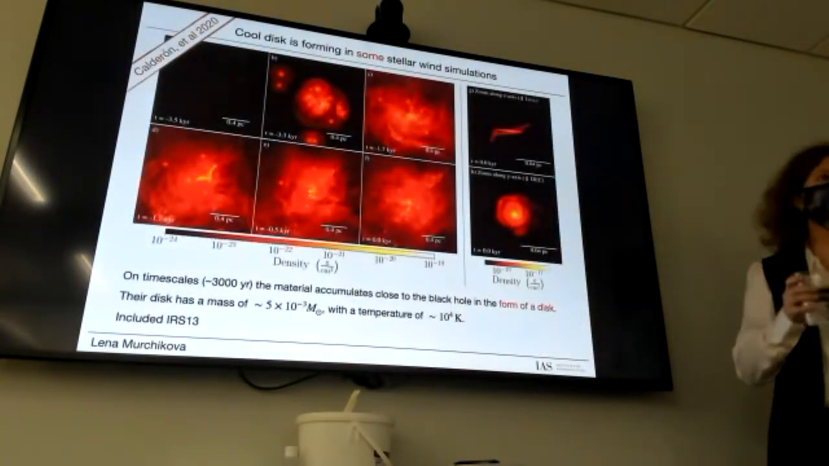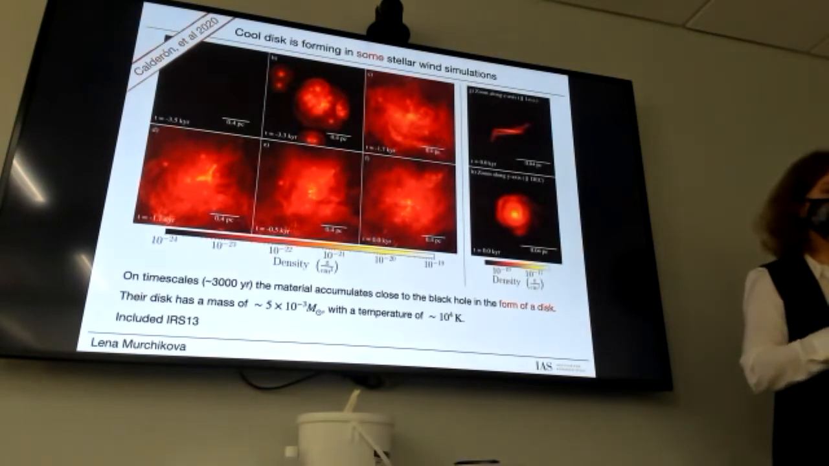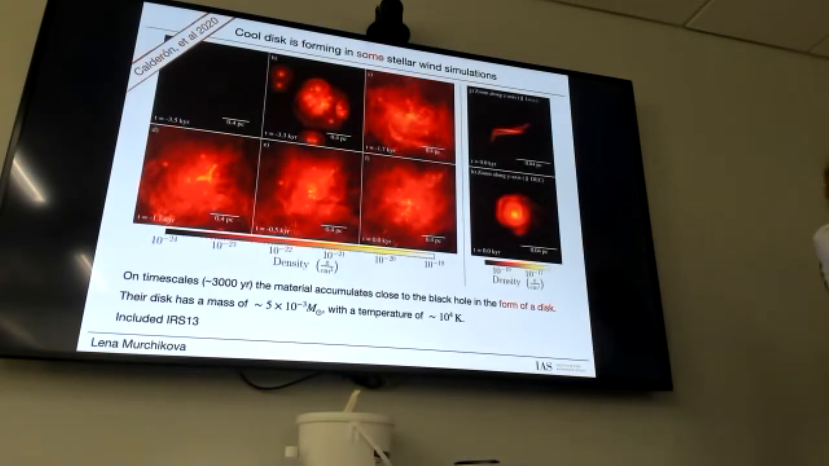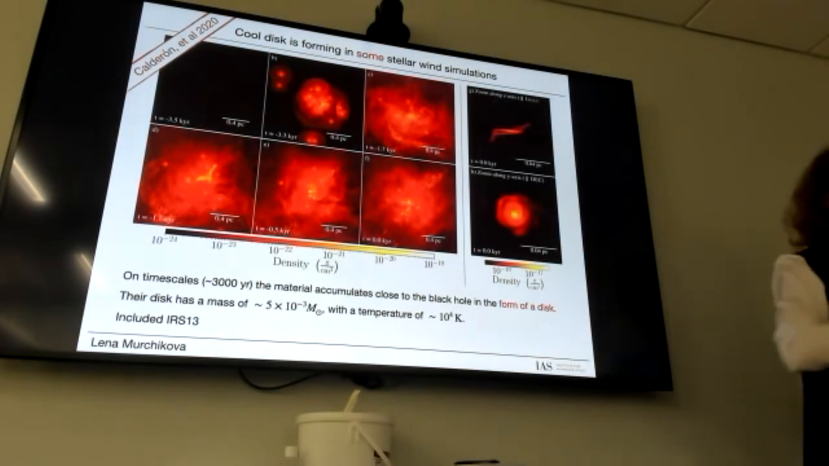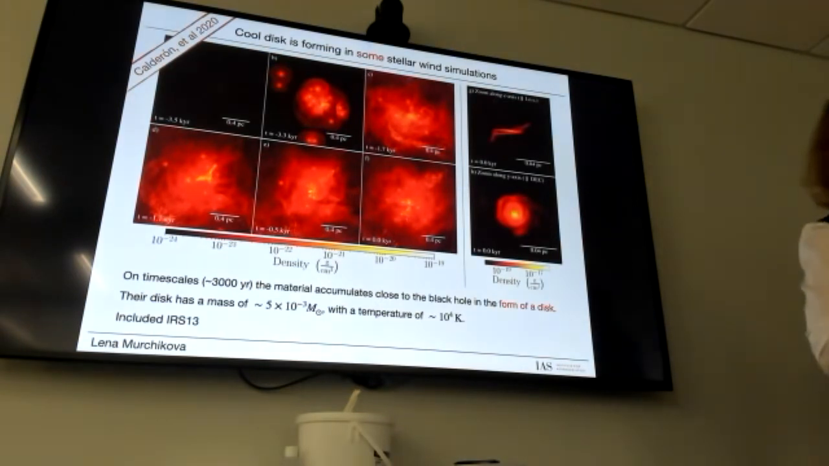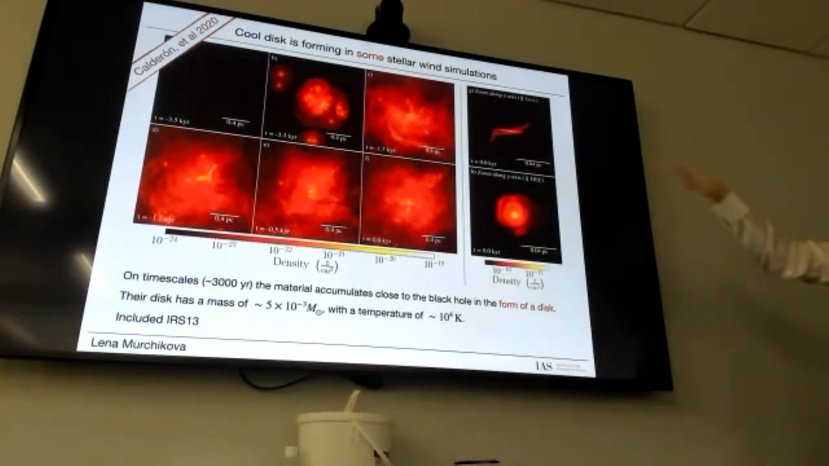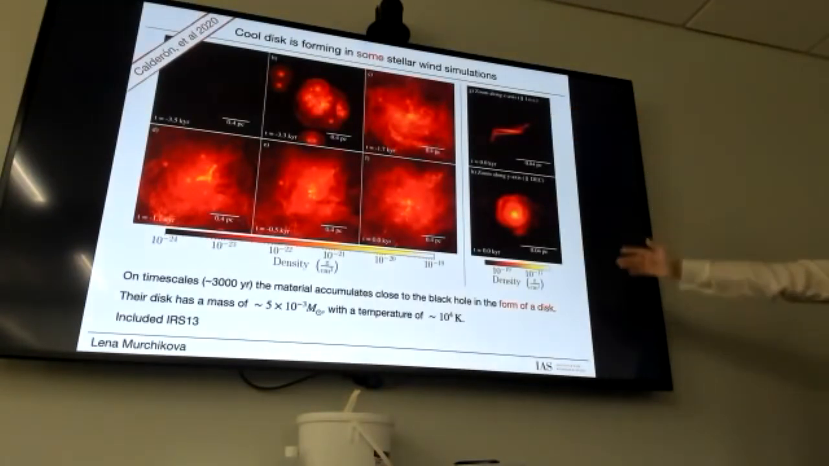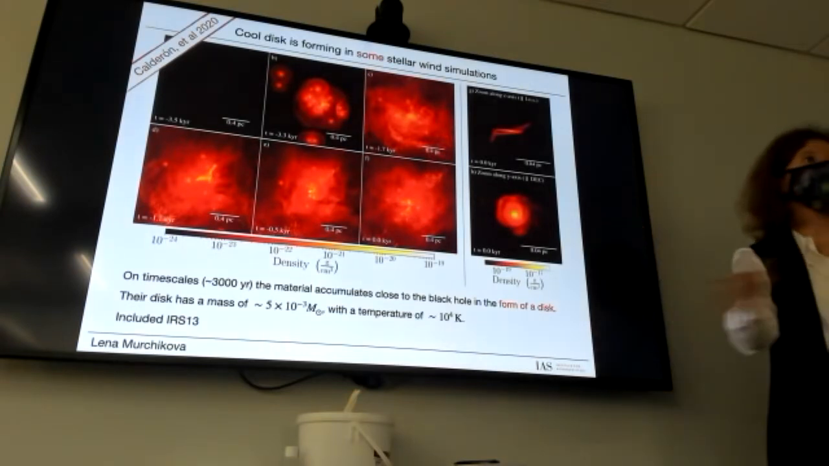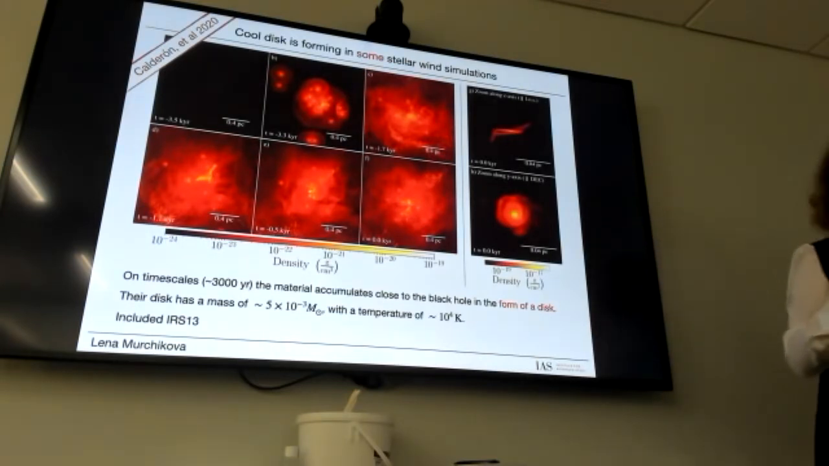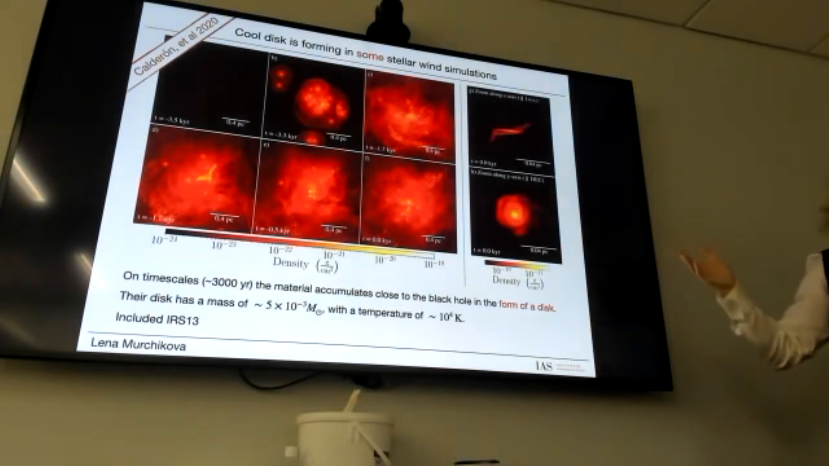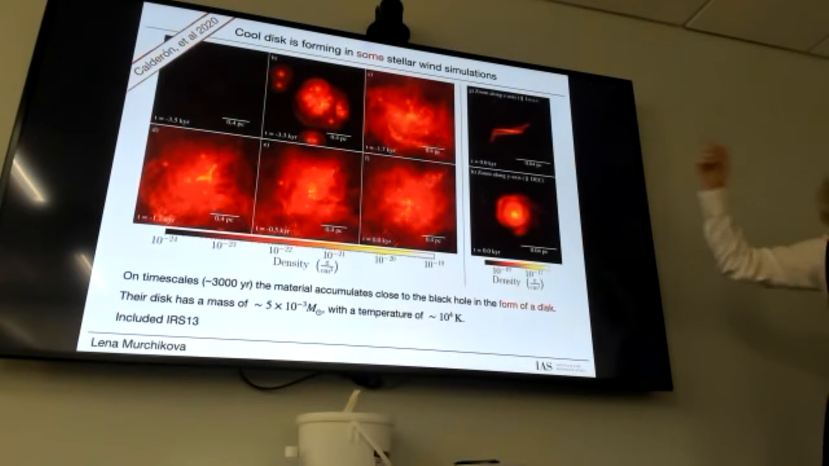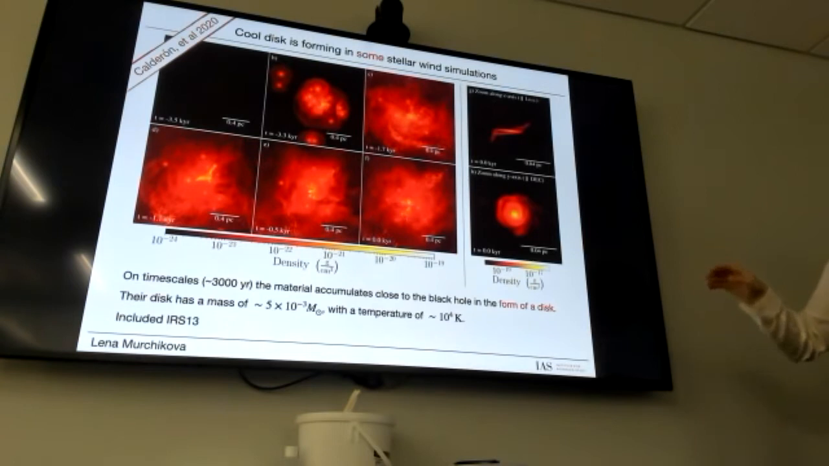So the answer to the question whether the disk has been seen: after my paper, this paper came out by a Chilean and German group, Calderon et al. 2020. They reported they have similar simulations, and here I keep all the panels, so you see this bunch of Wolf-Rayet stars, how they start shedding winds, and then how they fill all the volume and things settle down. When they ran the simulation for an extended period of time, 3,000 years in this case, they saw a structure forming close to the black hole.